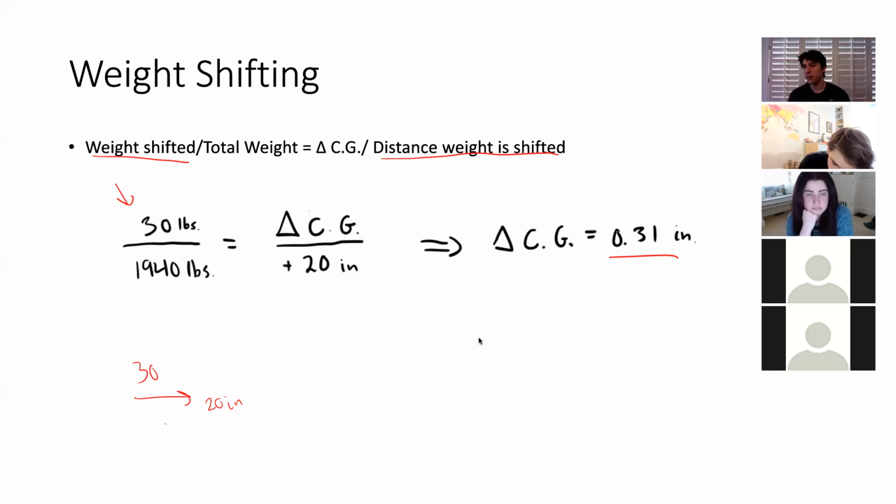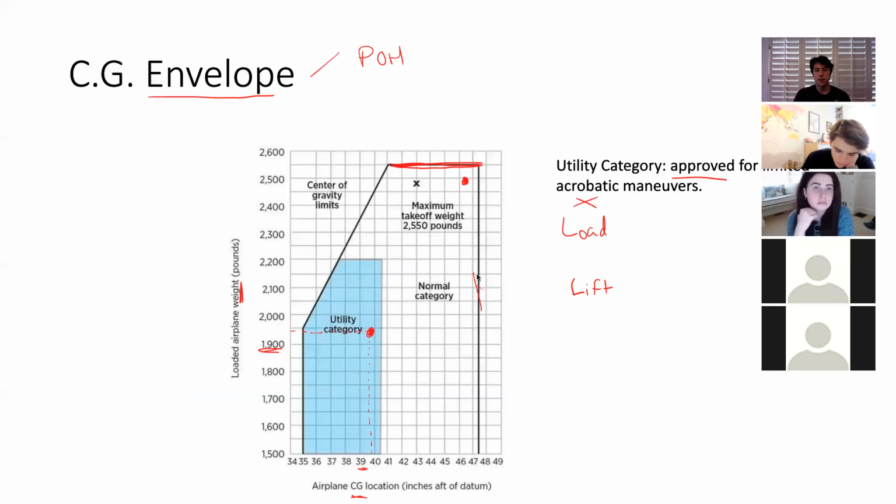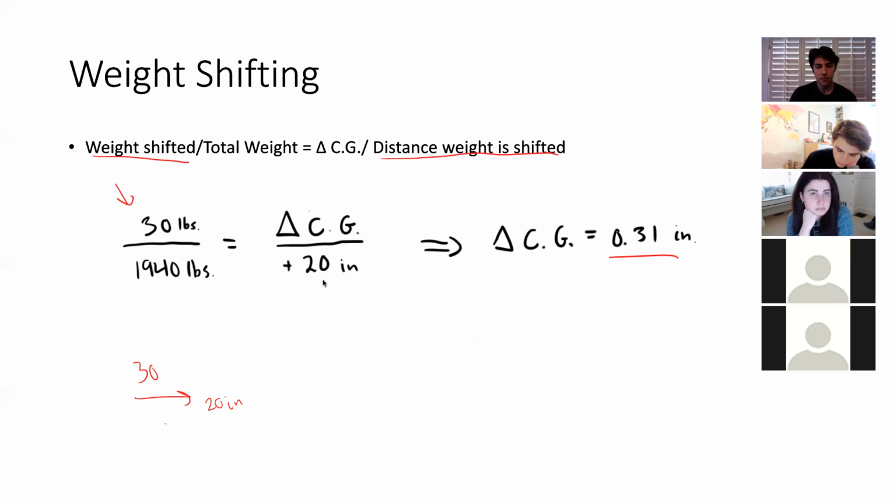So again, that's the type of calculation. Say you flew somewhere and dropped off some bags, and you want to see how the CG changed. It might be helpful information to know, especially if you're close to the edge of the envelope.